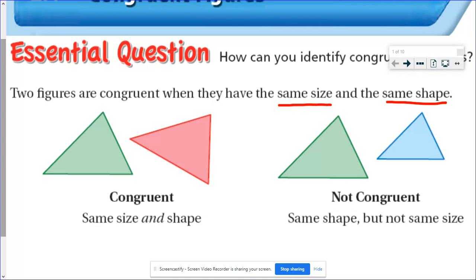If you look at the second pair of triangles, they are clearly not congruent. They're the same shape, yes, but they are not the same size. In fact, since these are the same shape but not the same size, we're going to call those similar figures, and we're going to be talking about that later in this chapter.